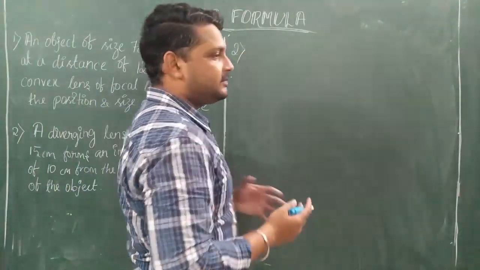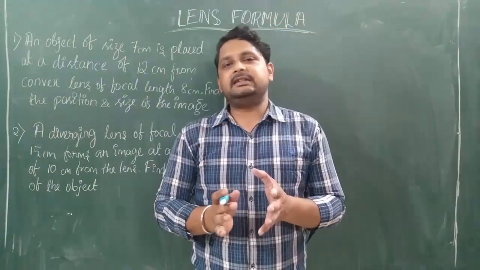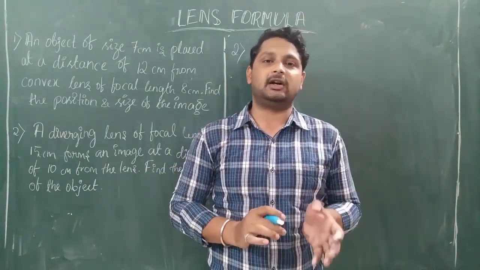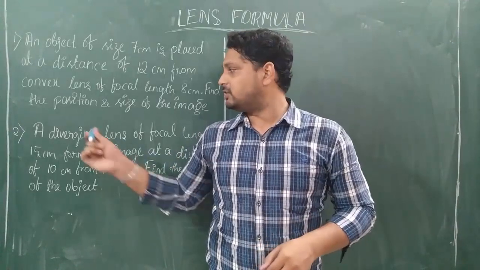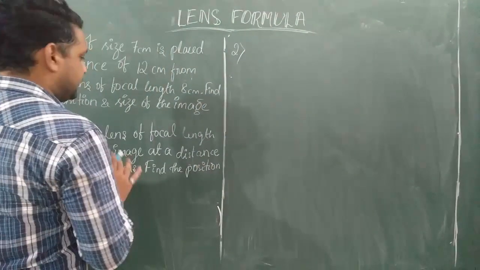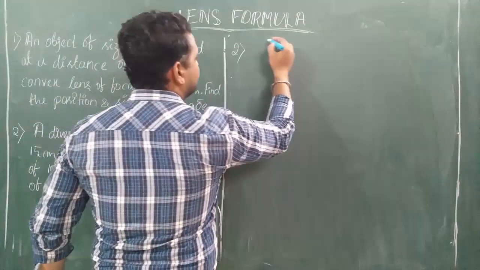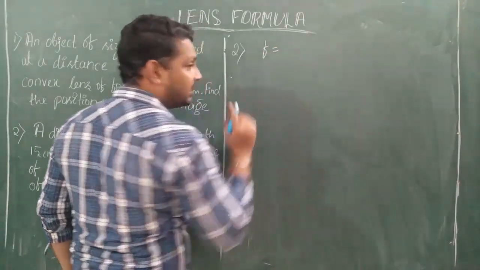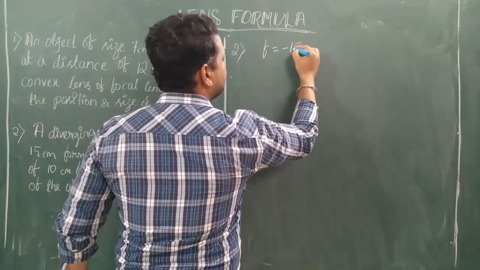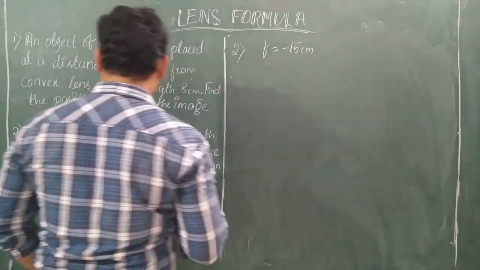As I have said earlier, convex lenses are called converging lenses. Concave lenses are called diverging lenses. So diverging lens means concave lens. Okay. So what are the data given? First is given the focal length. Focal length for a concave lens is negative. So it is minus 15 centimeter.